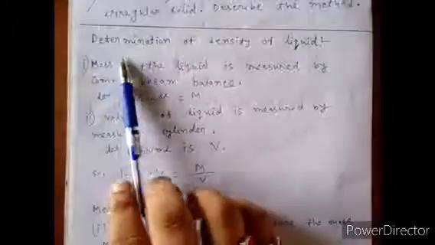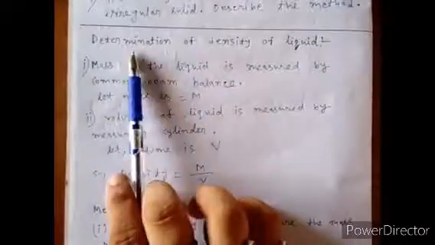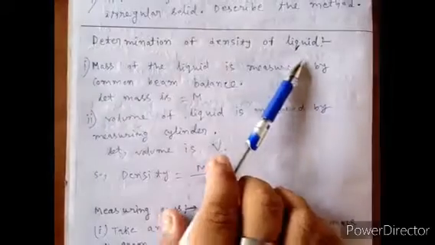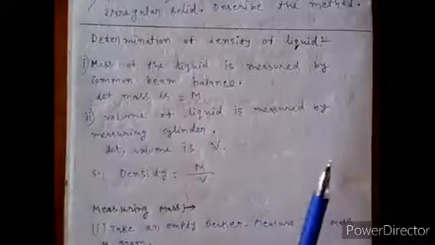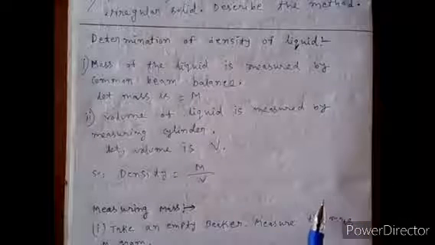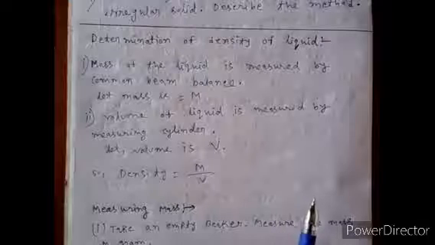Today we are going to discuss determination of density of a liquid. So the formula of density is the same: density equals mass divided by volume. If we first find the mass of the liquid and the volume of the liquid, then easily we can find the density of the liquid.